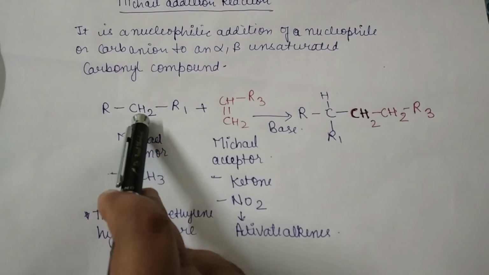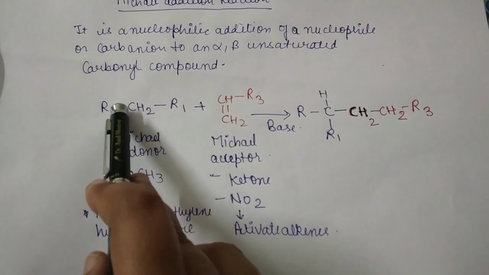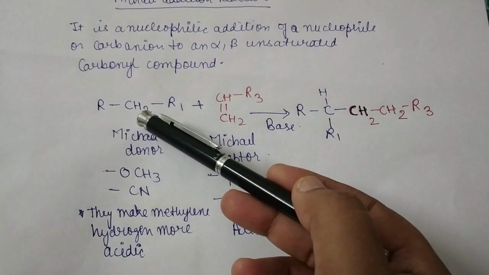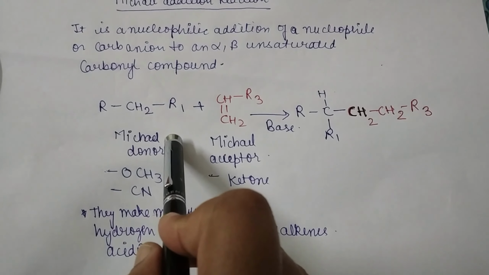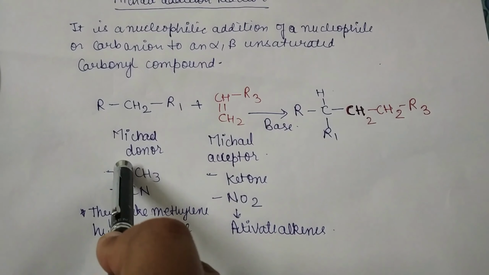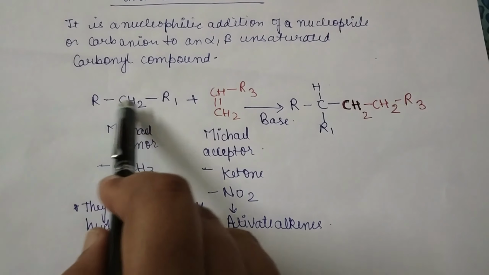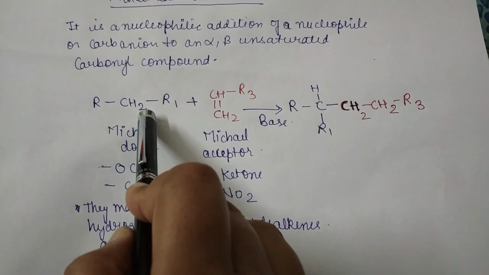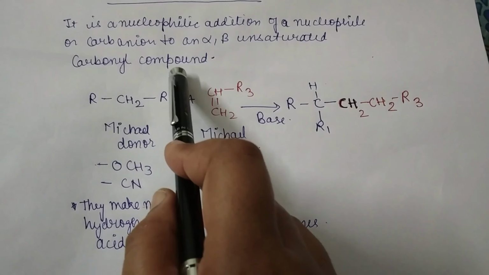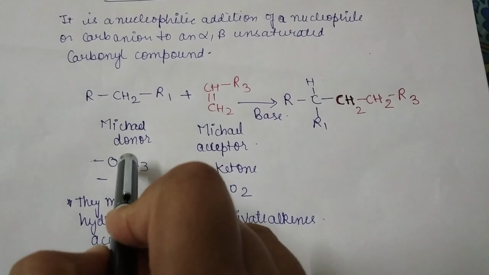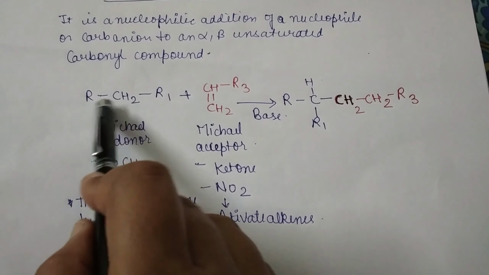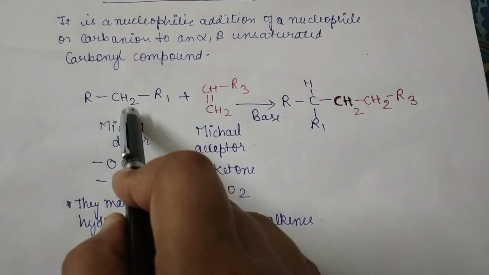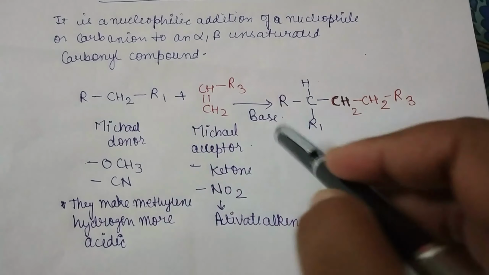So here you can see again the activated methylene group is there, in which two hydrogens are present. So this is the Michael donor. The groups like OCH3 or CN, if they are present instead of this R and R1, they will activate this CH2 group. So it can easily liberate one of the hydrogens. So if these types of groups are present around this CH2, it will activate the compound and it can easily donate one of the protons.